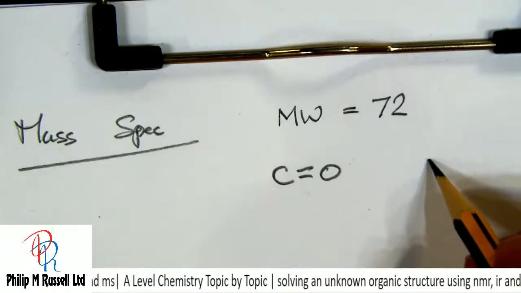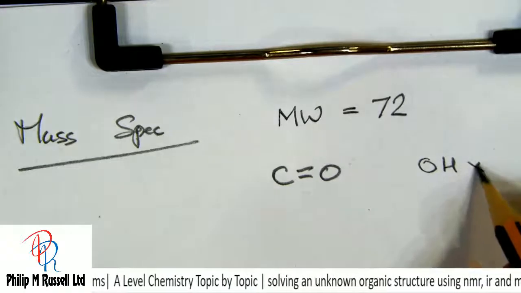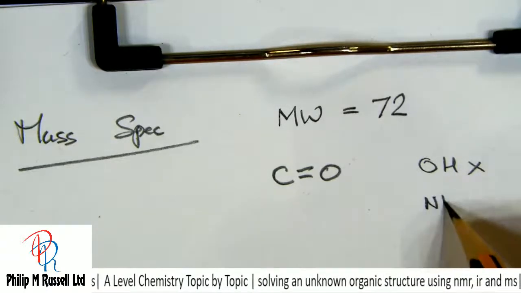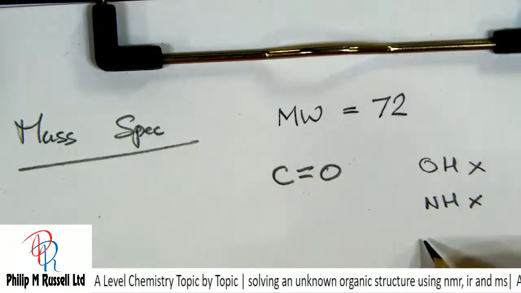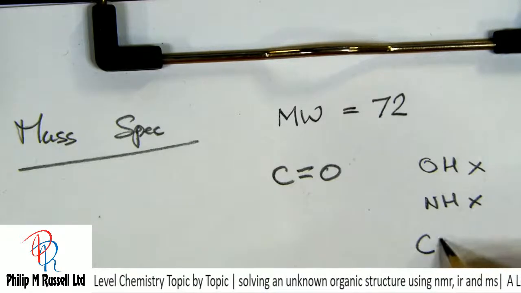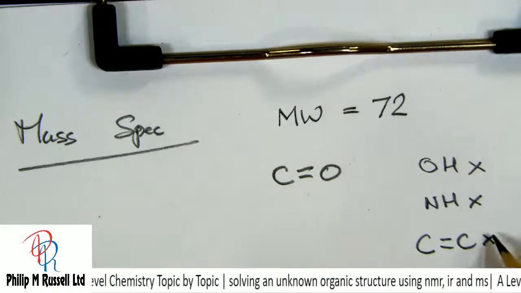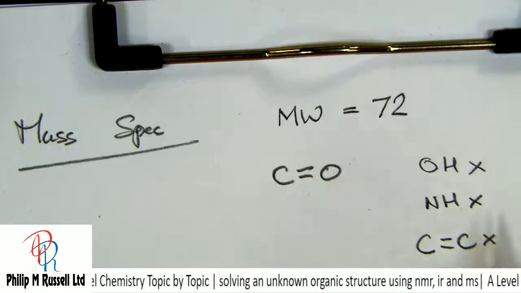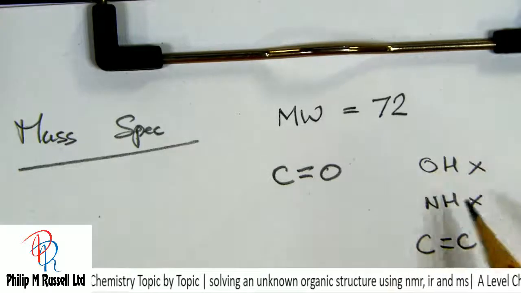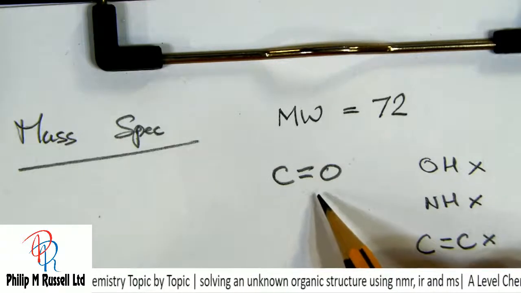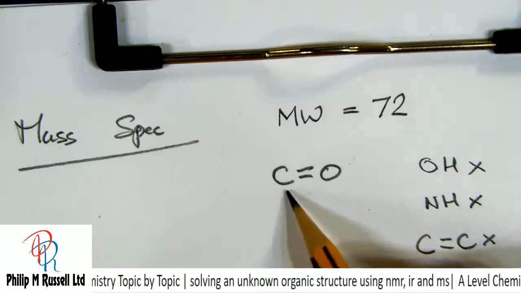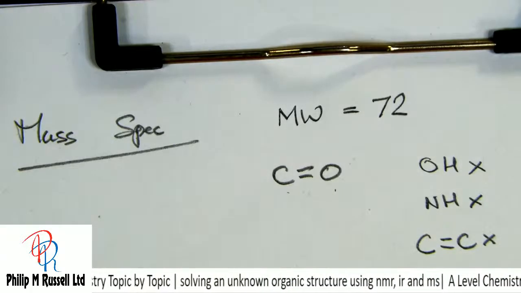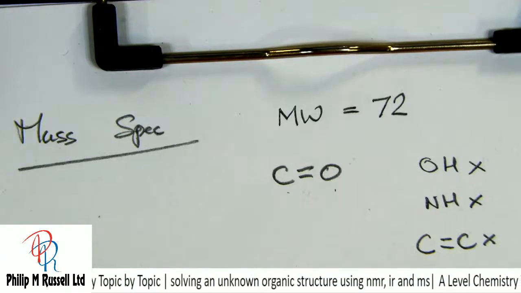I am fairly certain I haven't got an OH. I'm fairly certain I haven't got an NH, and it doesn't look like I've got a C double bond C group either. So I've learnt more about what isn't there than possibly what is there from the IR. I've seen that we've got this C double bond O.